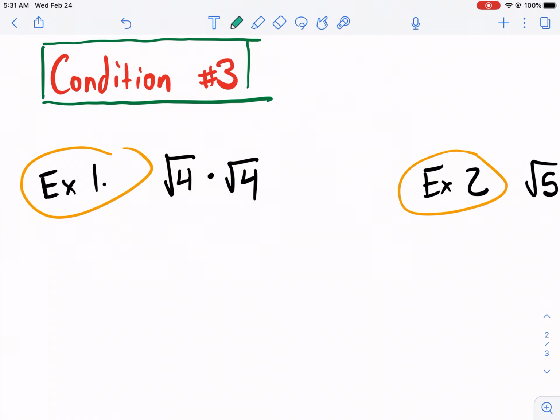Now, if we have the square root of 4 times the square root of 4, we could rewrite this as the square root of 16, and we know this, of course, to be 4. Another way to think of this is we could say the square root of 4 times itself twice is the same thing as the square root of 4 squared. Squaring undoes the square root, so this is going to be 4.